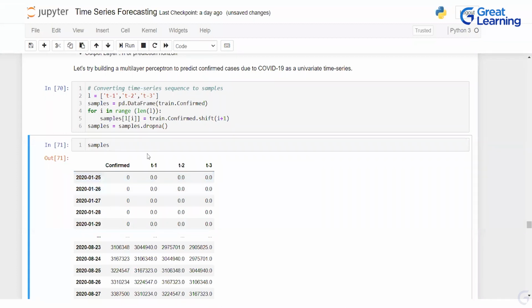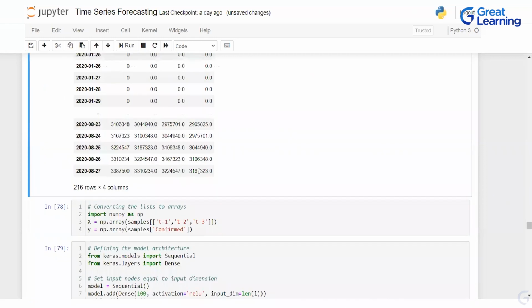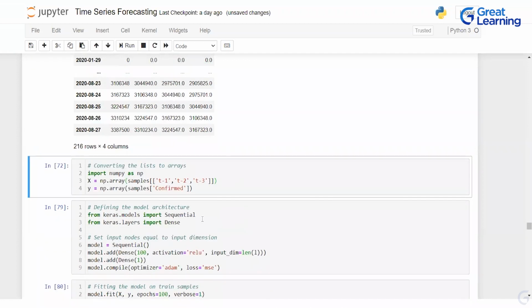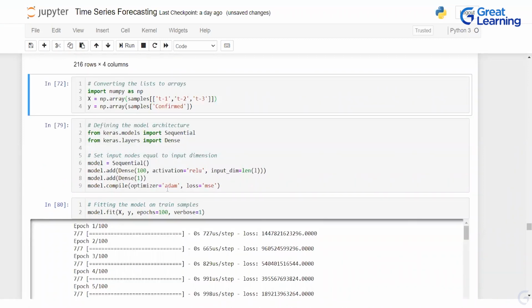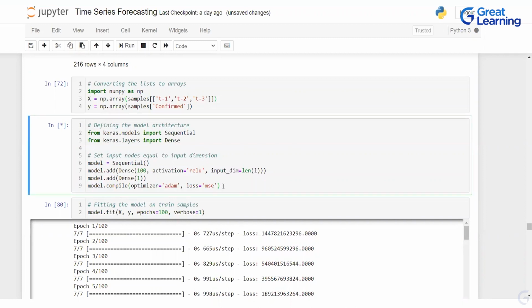So I'm converting the time series sequence to samples. First one. Now I'm using the Sequential model from Keras, and layers would be Dense over here. Activation function is ReLU, and optimizer is Adam. Loss I'm measuring on MSE. Verbose is equal to true.